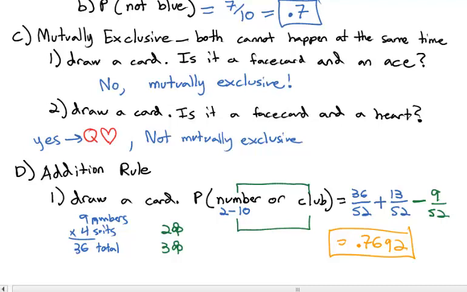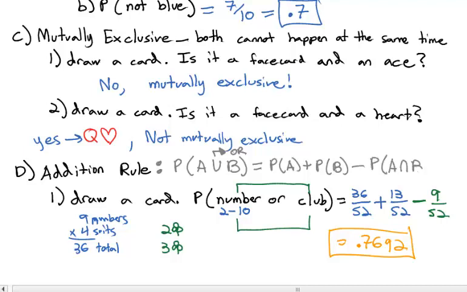And I want to formalize what we just did with the addition rule, where we take the probability of A or B. Notice union is the word or. We talked about that when we had union with sets. Union comes up with or. The way we get that is we take the probability of A, add the probability of B, and then we have to subtract the double counted probability. And that's the probability of both, the probability of A and B. And that intersection, you remember from sets a couple days ago, is associated with the word and.